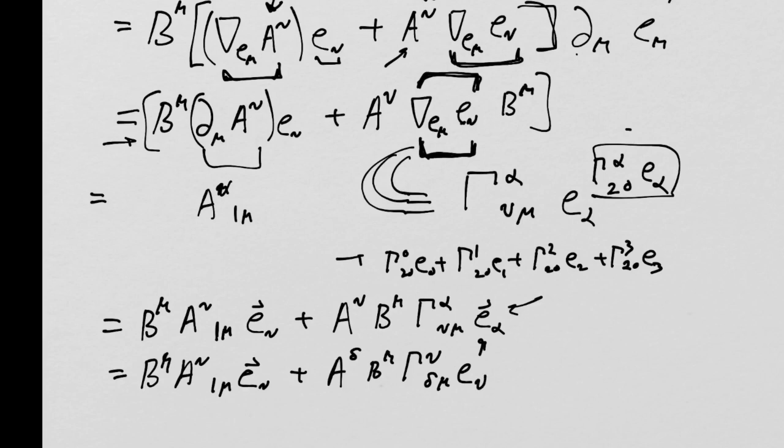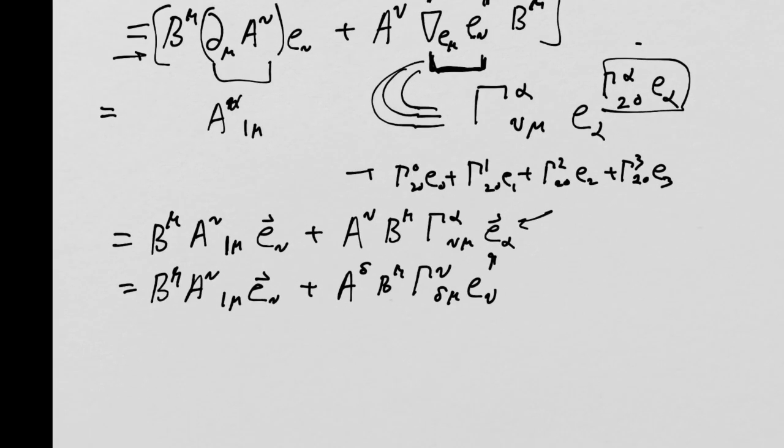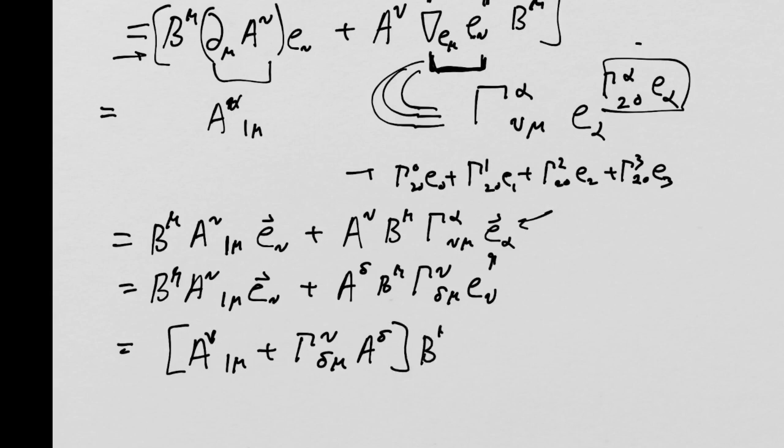You've got to get used to that, right? If you're summing, these mu's, I could call them anything I want. These nus, I can call them anything I want. These alphas, I can call them anything I want. But if I call them the same thing as they are over here, and if you actually worked all this out, you'd notice that that actually is okay. I can actually pull things out and distribute. And I would end up with A nu partial mu plus gamma nu delta mu A delta, and then this would end up being B mu E nu, like that.